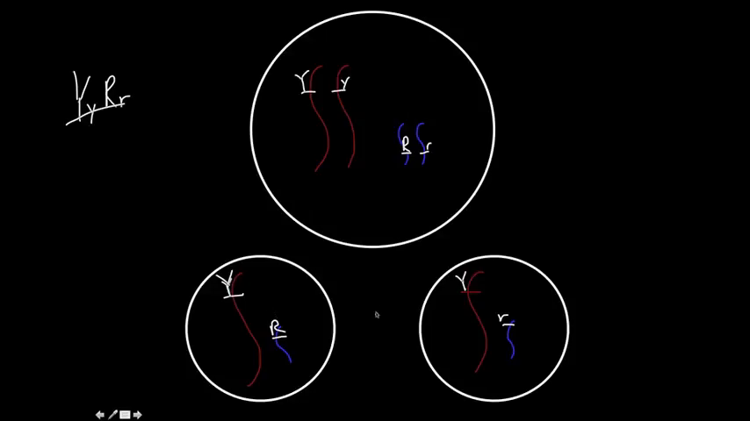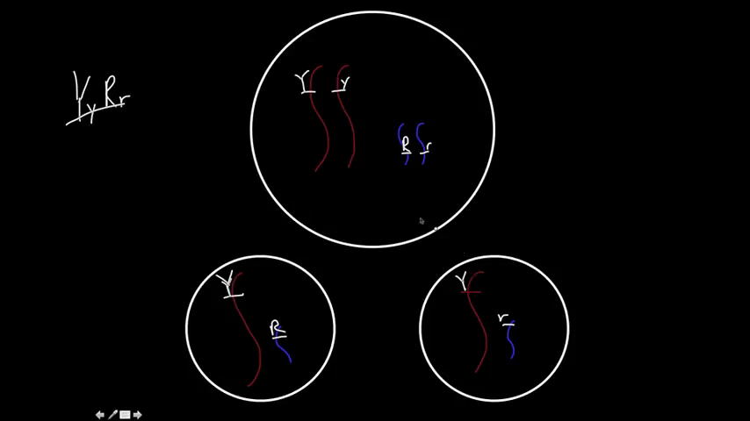Now, according to the law of independent assortment, it can be either one. So it's possible that this one winds up over here, or it's possible that this one winds up over here. So they can actually be switched. So there are different possibilities, different combinations. It could be big Y, little r, or big Y, big R. Over here it could be little y, big R, little y, little r.